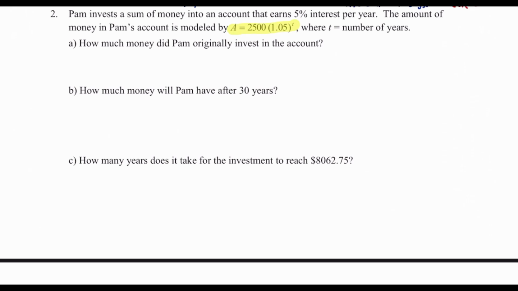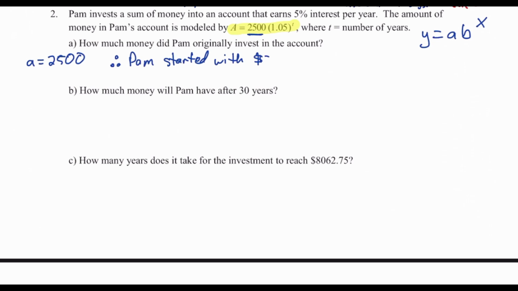And once again, I would encourage you to pause and try this before following along. So assuming you've already done that, let's keep going. We know my exponential equation is always in the form y equals a b to the x. A is my starting amount, and here my a value is 2,500. So our first question, how much money did Pam originally invest in the account? Therefore, Pam started with $2,500.